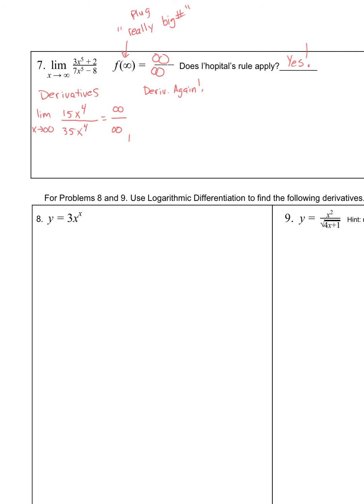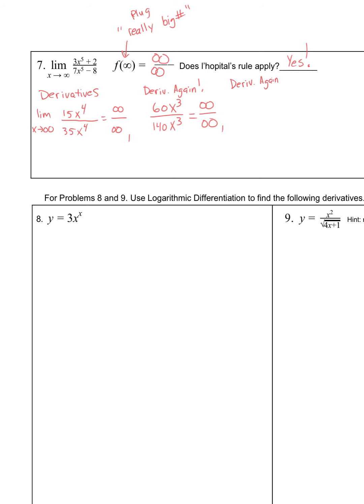All right, so now we take the derivative of the top. The derivative of 15x to the 4th is going to be 60x to the 3rd. And the derivative of the bottom, 35x to the 4th, is going to be 140x to the 3rd. Again, I still get infinity over infinity when I plug in infinity. So now we do the derivatives again.